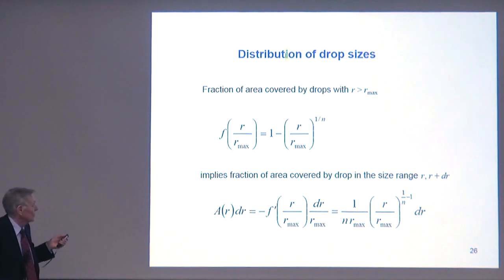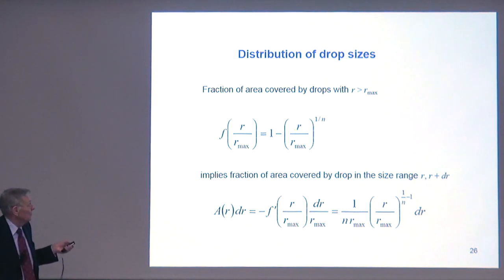Now, this was entirely due to my advisor, Professor Lefebvre. By considering ideas about packing of circles on a plane, he came up with this idea for the mean size distribution. F is the fraction of area covered by droplets with base radius greater than r. And this is the maximum drop size. And this is another constant, n.